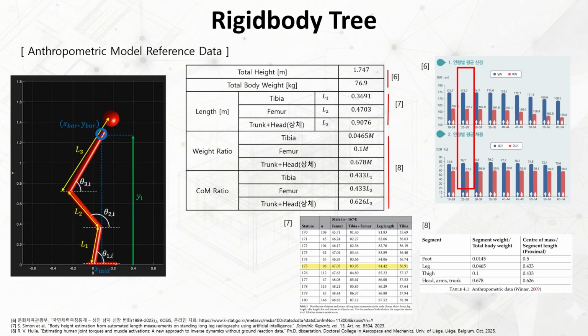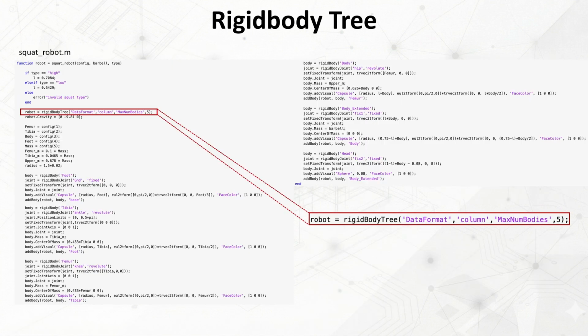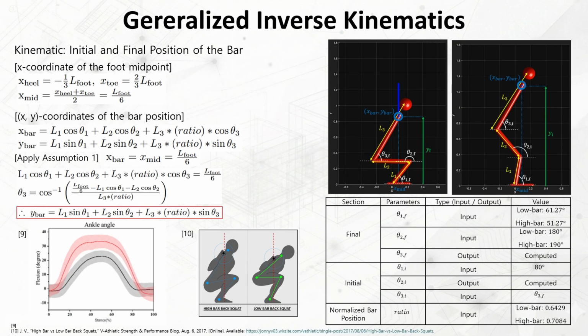We first determine the segment lengths, mass ratios, and COM positions from anthropometric references to construct a representative human model. Using these parameters, we built an individualized rigid body model in MATLAB with the Robotics Toolbox. To run the IK-based squat simulation, we computed the bar's vertical position at the initial and final postures using two modeling assumptions. The first one is fixed trunk angle, and the second one is vertical bar motion. These provide the initial and final bar heights and allow us to compute joint angles for IK and inverse dynamics.